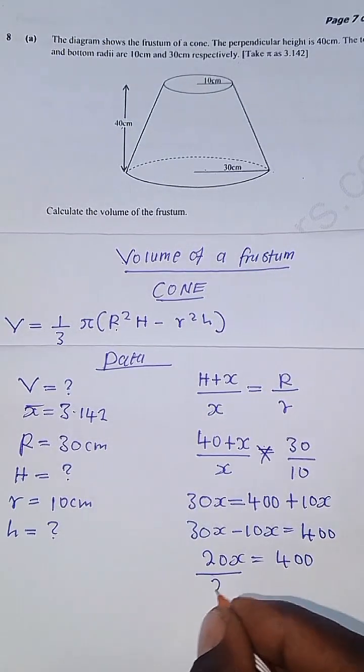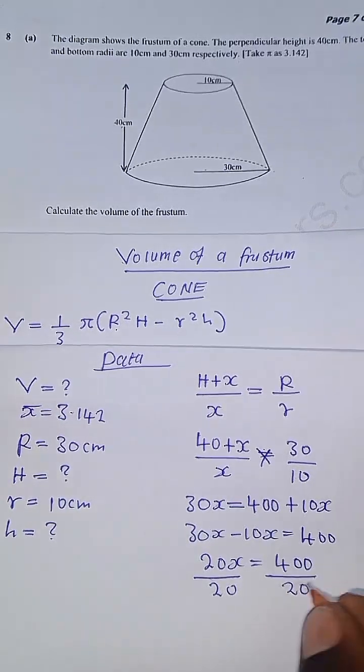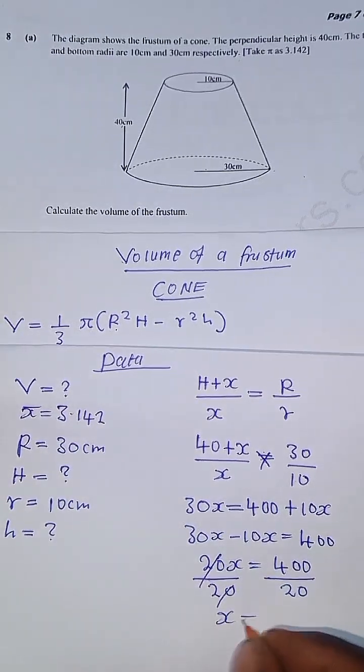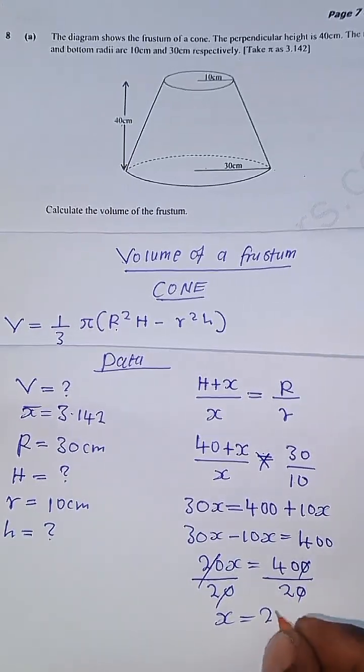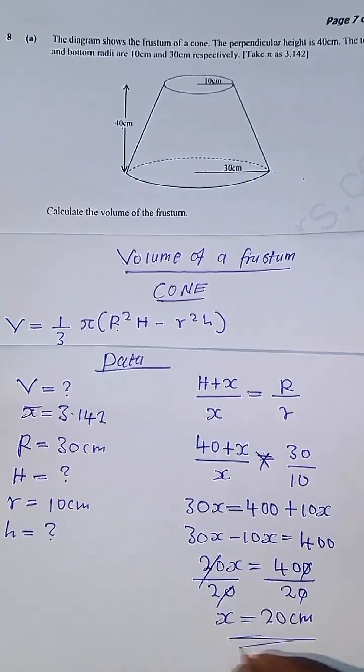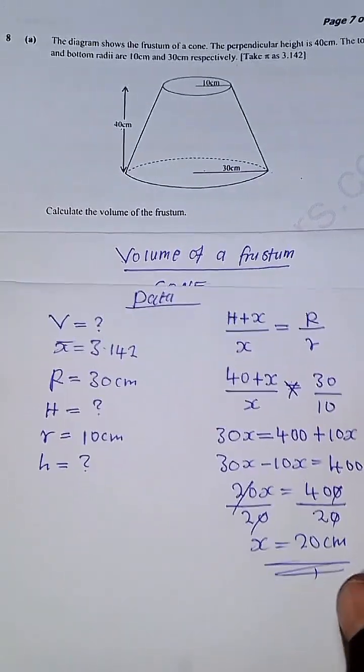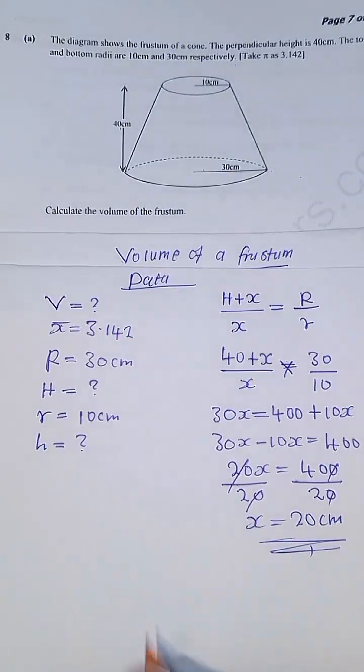We can just divide by 20, even here by 20. This and this goes, our x will be equal to this and this goes. We divide 40 divided by 2, we are going to get 20 centimeter. Now picture this. The height that we have gotten, this is the height of the part that was cut.